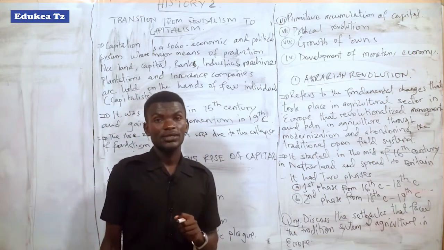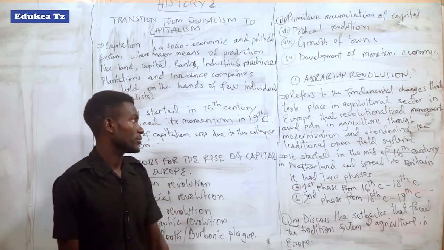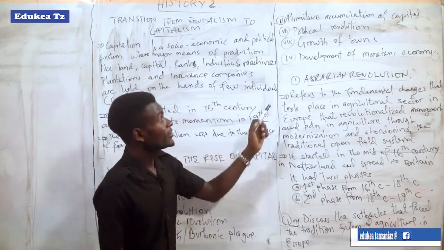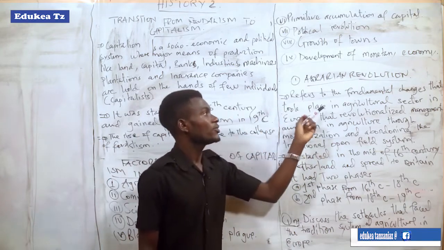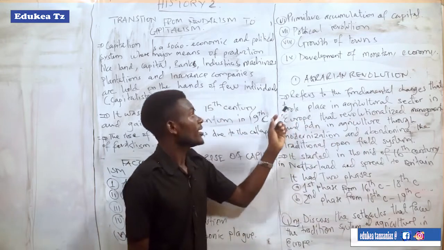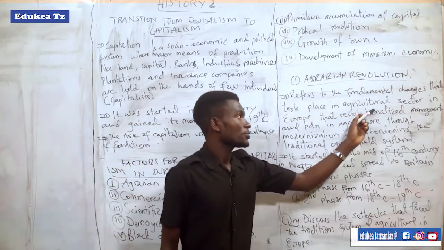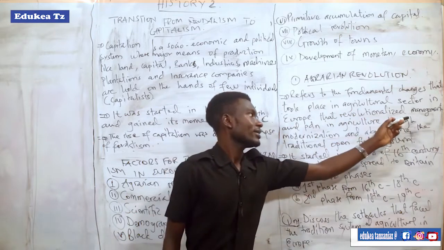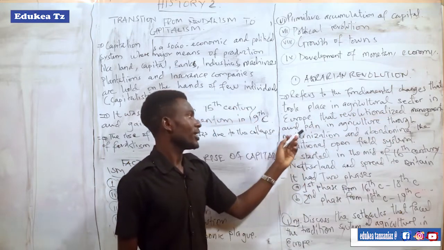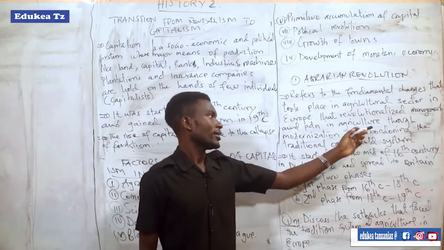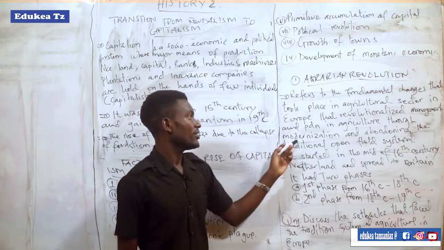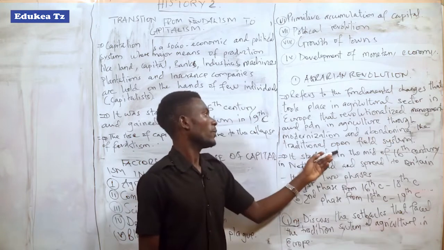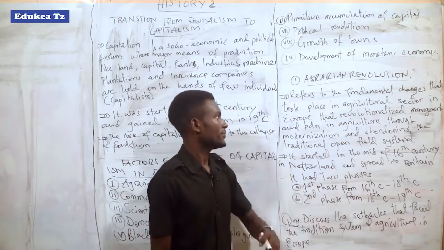By starting with agrarian revolution. What is agrarian revolution? Agrarian revolution refers to the fundamental changes that took place in the agricultural sector in Europe that revolutionized the management and the production in agriculture through modernization and abandoning the traditional open field system.